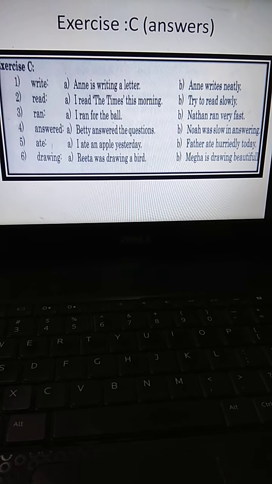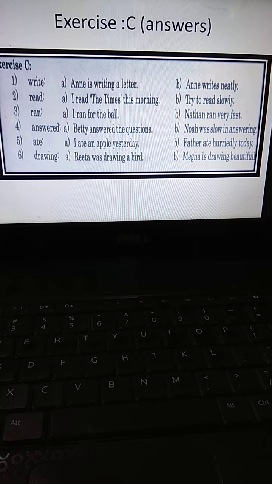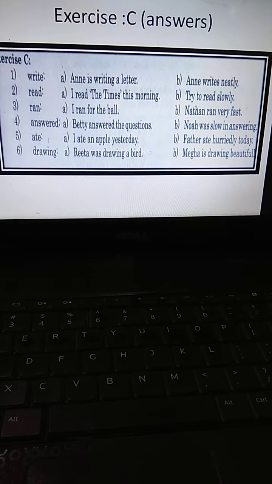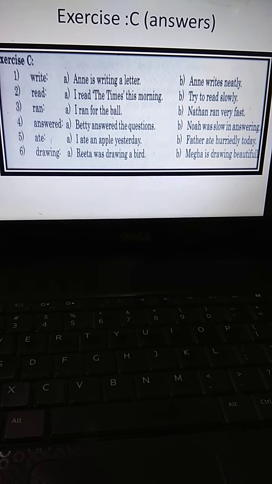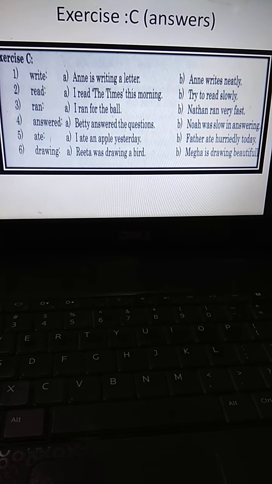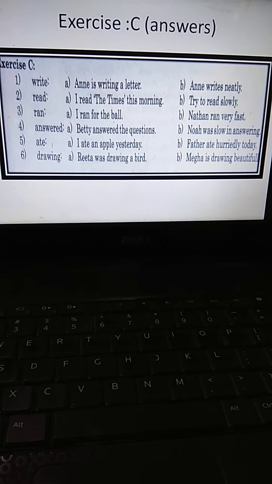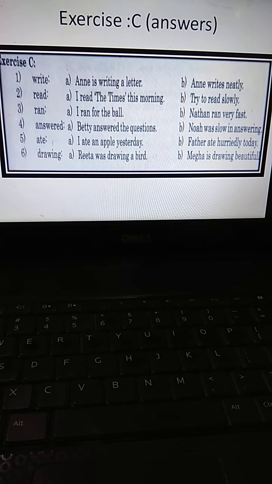Then 4. Answered. Betty answered the questions. Noah was slow in answering. 5. Ate. I ate an apple yesterday. Father ate hurriedly today. 6. Drawing. Rita was drawing a bird. Megha is drawing beautifully.